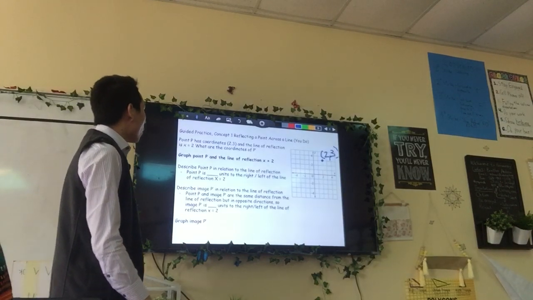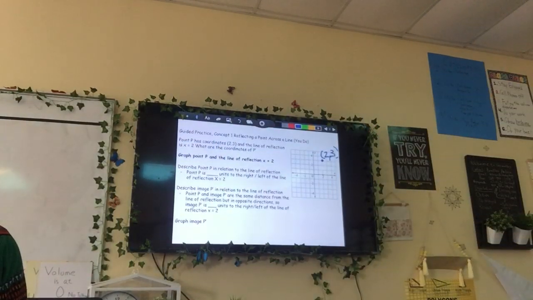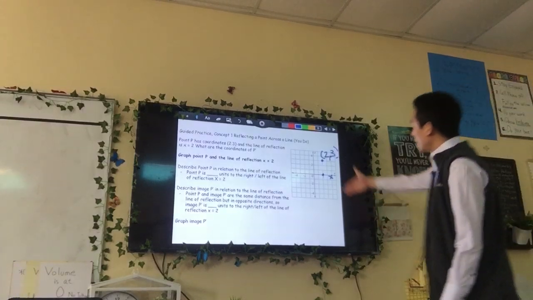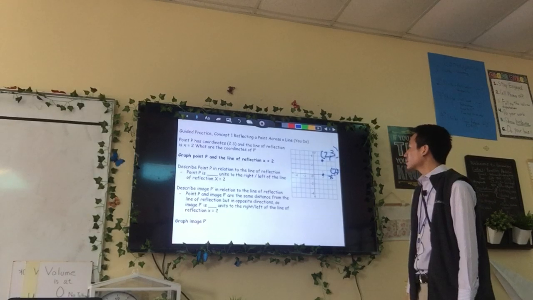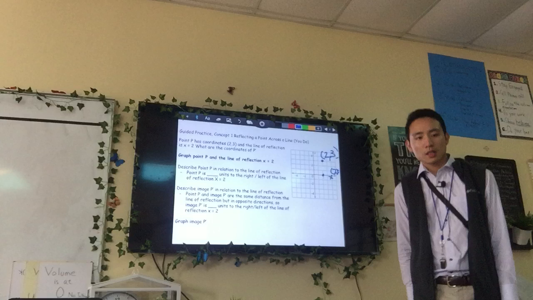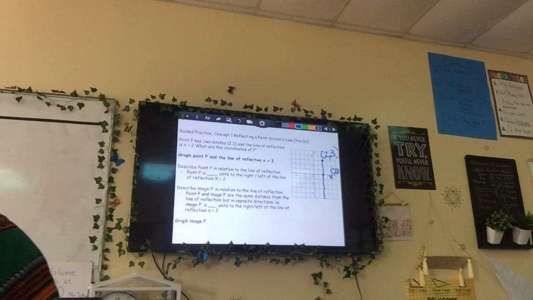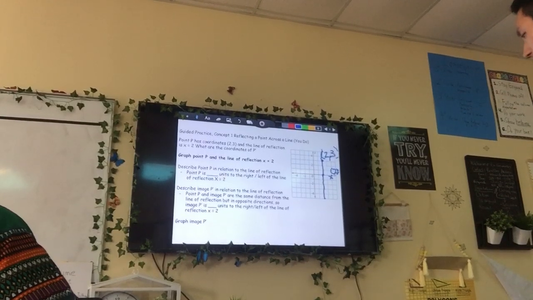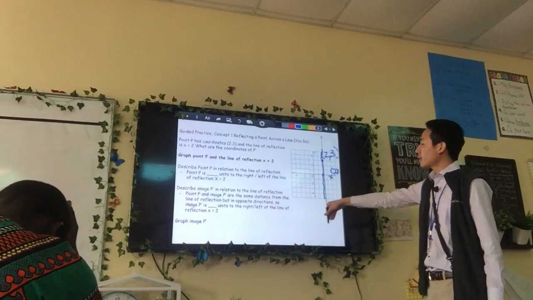All right. So where is x equals 2? Where is the line of reflection? How should it look in this case? So again, it should be a very sharp, straight line that cuts through this, right? Okay, so then we got a very straight cut line.